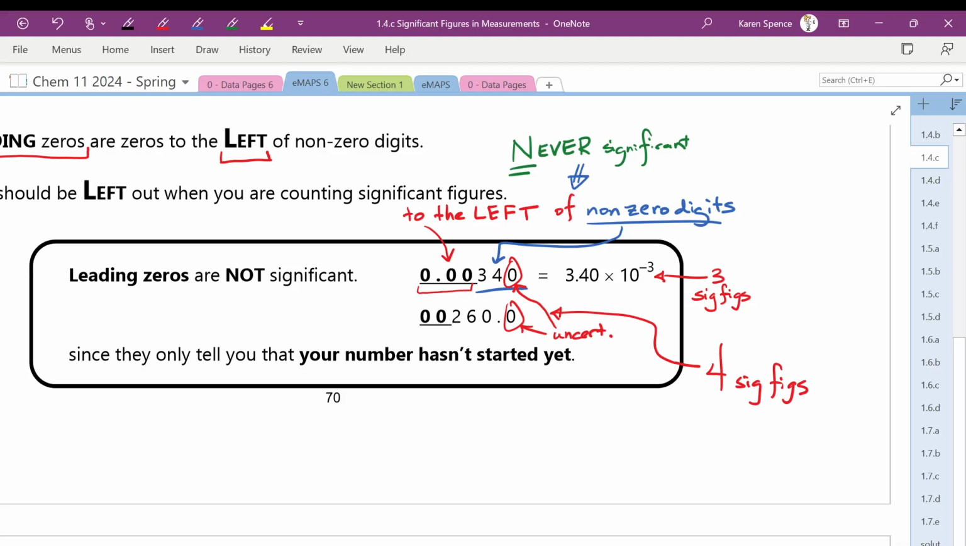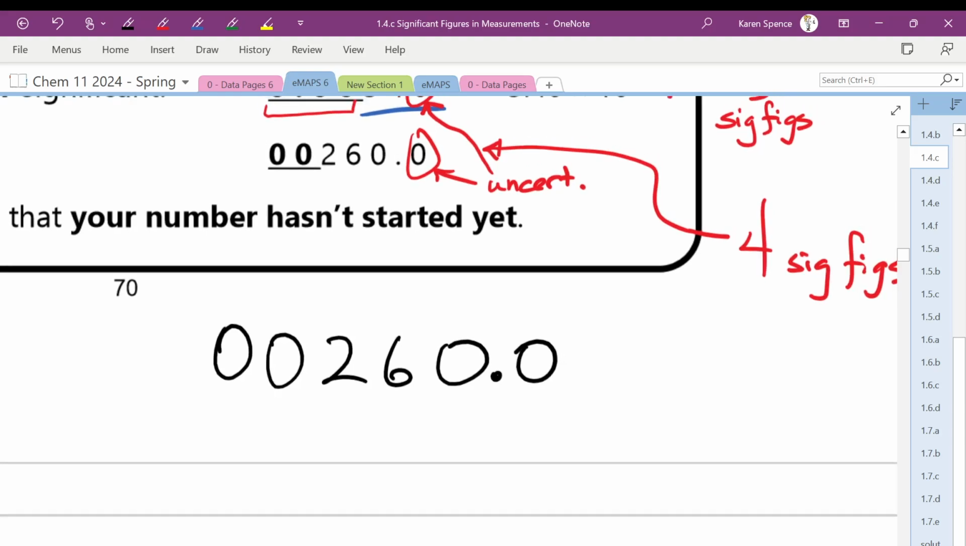Yes. Why is it 4? Okay, so we have 0.260.0. How many uncertain digits are we allowed? 1, and it's our last one. So this one right here is our 1 uncertain digit. That means that all the digits in front of that 0 are certain.